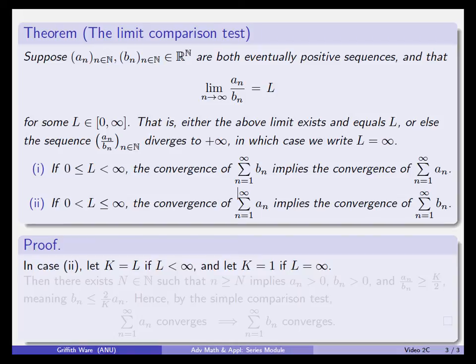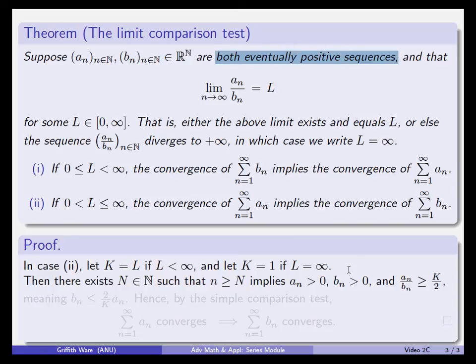There must exist some point capital N such that beyond that point the terms an and bn are all positive. This again is just coming from the assumption that they're both eventually positive sequences. And in this case, we're essentially taking epsilon equal to k divided by 2 in the definition of this limit existing and equaling L. Or in the case of infinity, we're just saying, well, eventually these fractions stay greater than or equal to a half.